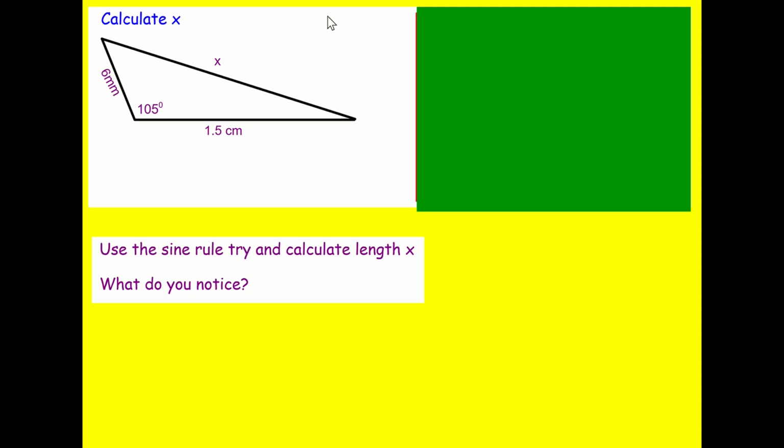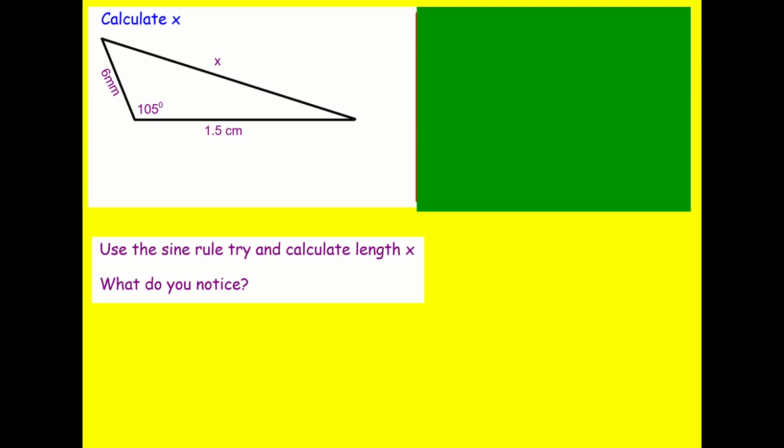To start today, I want you to try and have a go at this question here. Can you calculate x? Okay, hopefully you paused the video and thought about this for a little bit. Did you try and use the sine rule to calculate it? And if so, what did you notice?